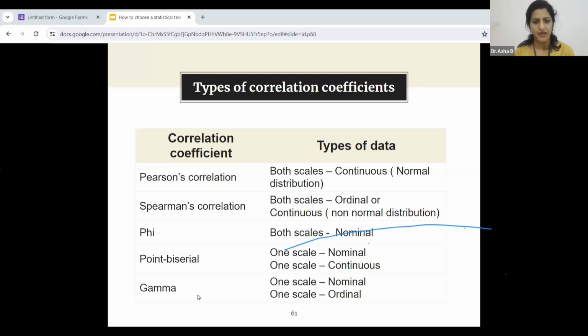go for Spearman's correlation. And many times we get confused that correlation should be used only for continuous type of data. It is not like that. We can use it for other sets of data also. For example, if both the scales are nominal, then we go for phi correlation. If one of the scales is nominal and one is continuous, then we go for point biserial. And if one is nominal and one is ordinal, then we go for gamma correlation.